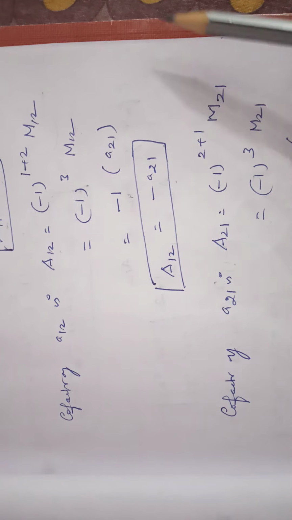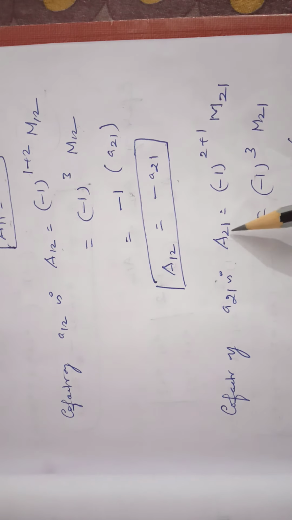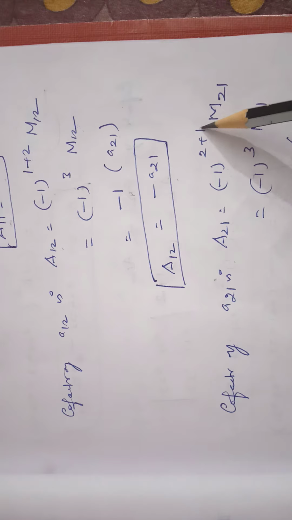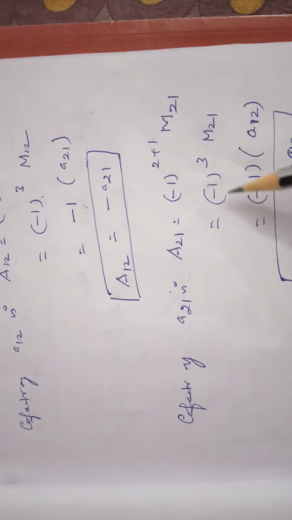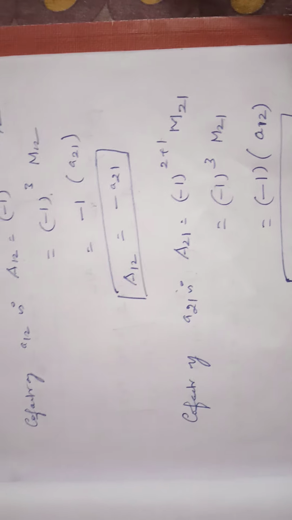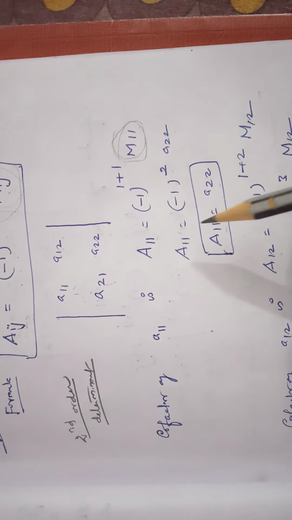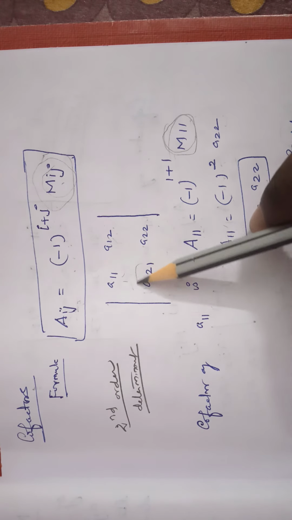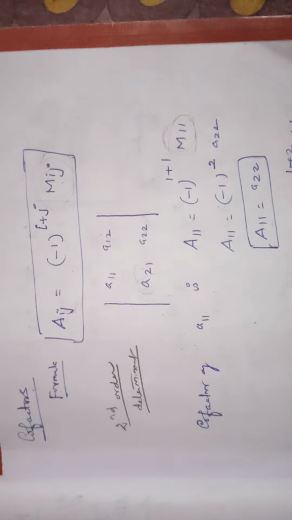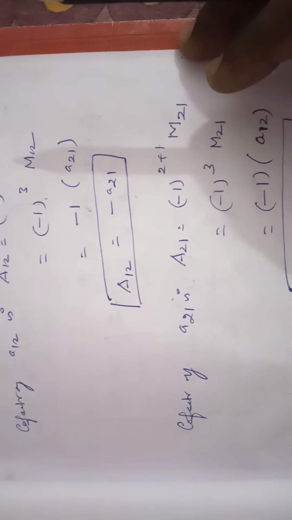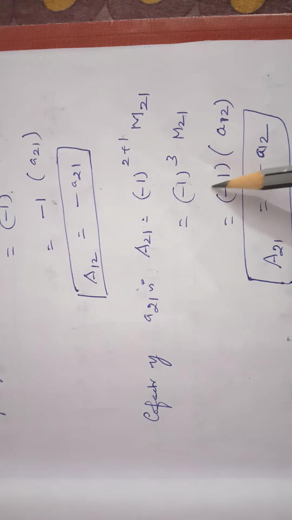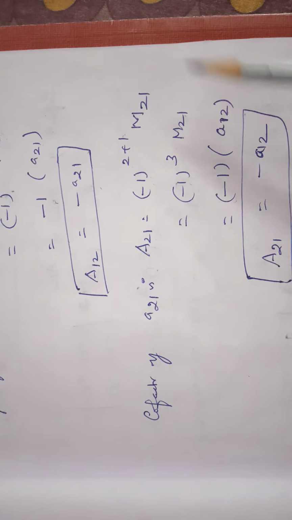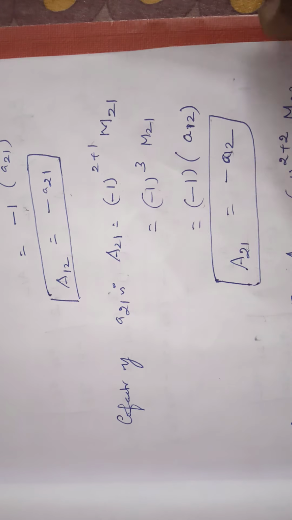Third one is the cofactor of A21. Again applying the formula, i is 2, j is 1. So minus 1 power i plus j is 2 plus 1 into M21, so minus 1 cube into M21. The minor of A21 is A12. So this value is minus 1 cube, which is minus 1, into the minor of A21, which is A12. So A21 equals minus A12.